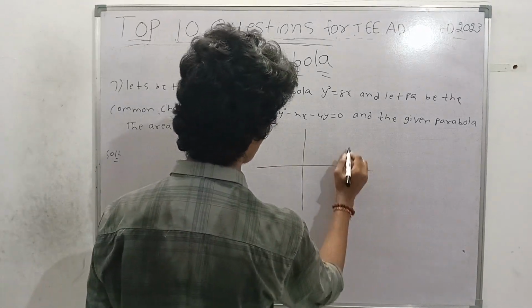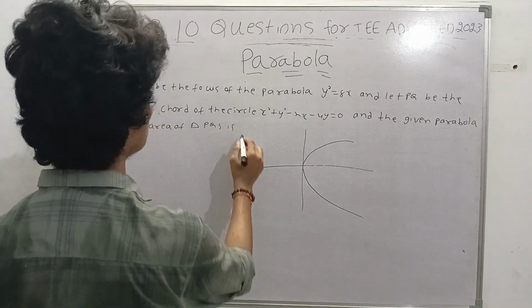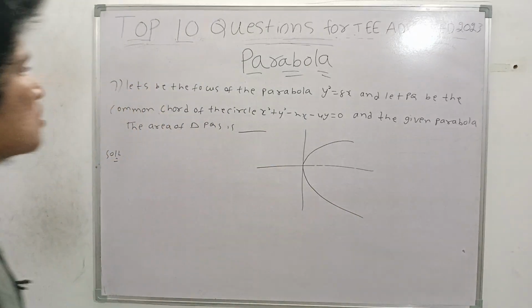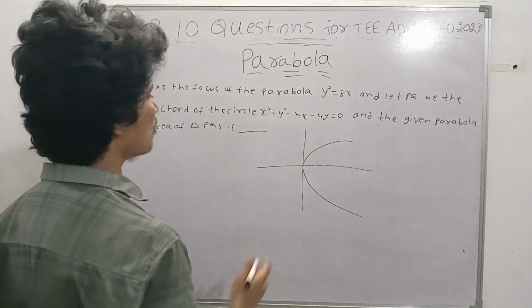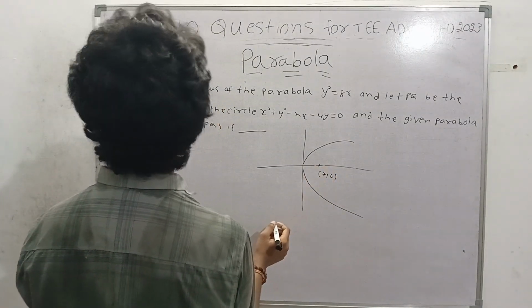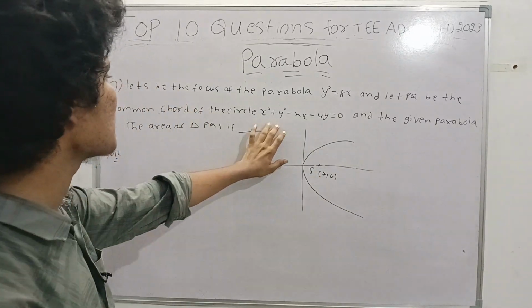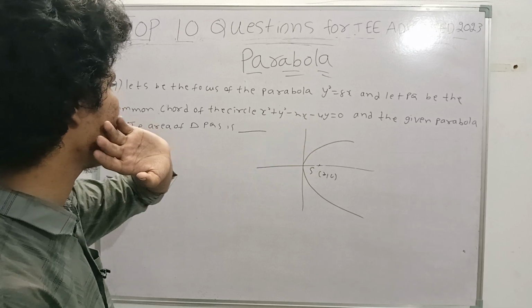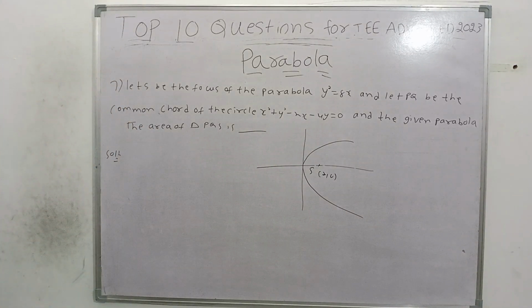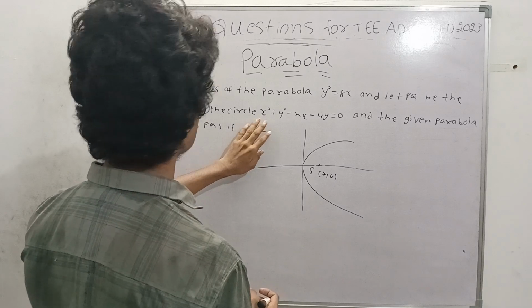What have they given? Let S be the focus of the parabola y square equal to 8x. So I am drawing the diagram here. This is a numerical question, so you have to report an integer. The parabola y square equal to 8x is this, and what is the focus? Focus is 2, 0. There is another circle, x square plus y square minus 2x minus 4y equal to 0, and let PQ be the common chord of the circle as well as this parabola.